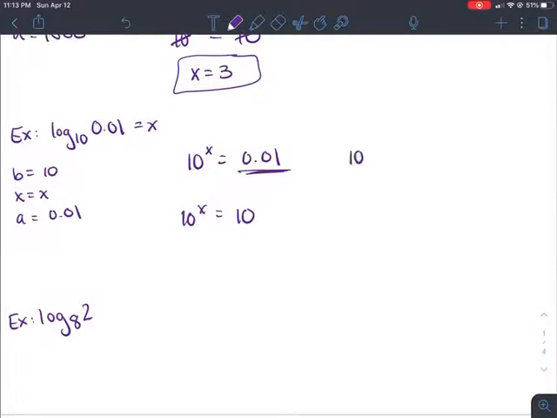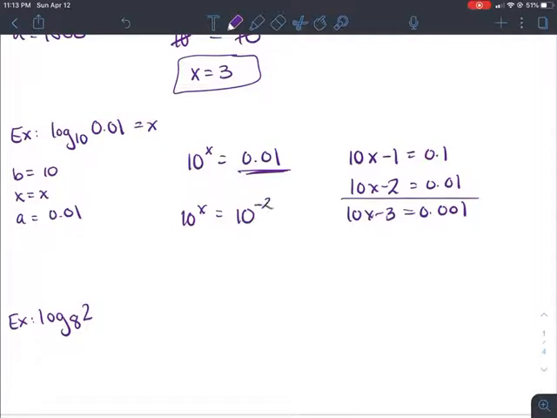So 10 to the negative 1 gives me 0.1. 10 to the negative 2 gives me 0.01. 10 to the negative 3 gives me 0.001. Okay, so I'm going to pick this, and I'm going to do 10 to the negative 2. I know that my common bases can cancel, and I get x equals negative 2. Okay, now those are some pretty simple examples, so we're going to get into some harder ones coming up.